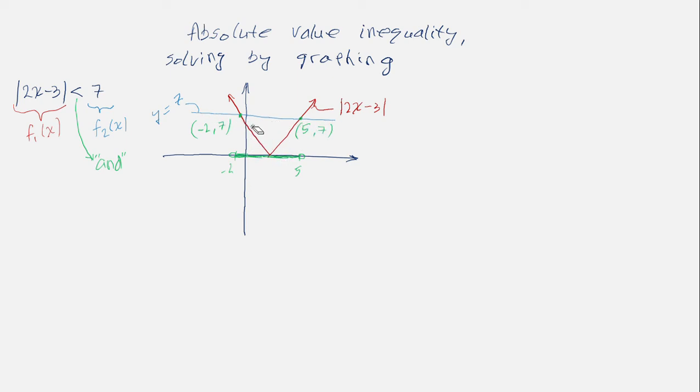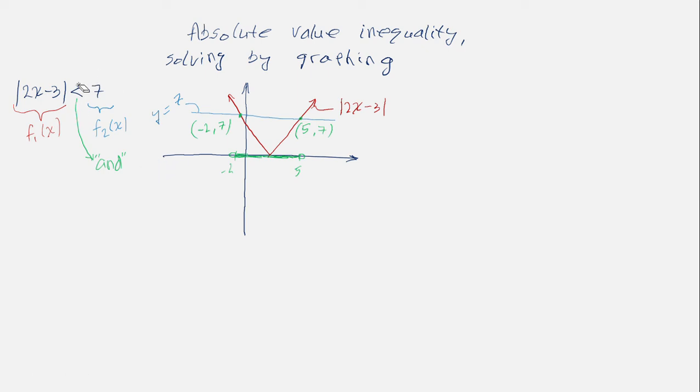Which means the solutions are in this region, so we just need to figure out the x values. And we already know that the x values are negative 2 and 5. So everything in between, starting from this point, the absolute value is below y equals 7. That keeps happening all the way until we hit x equals 5, until we hit this point. Once we pass it, the absolute value is above the line, so that's not part of the solution. That would be a solution if this was a greater than sign.